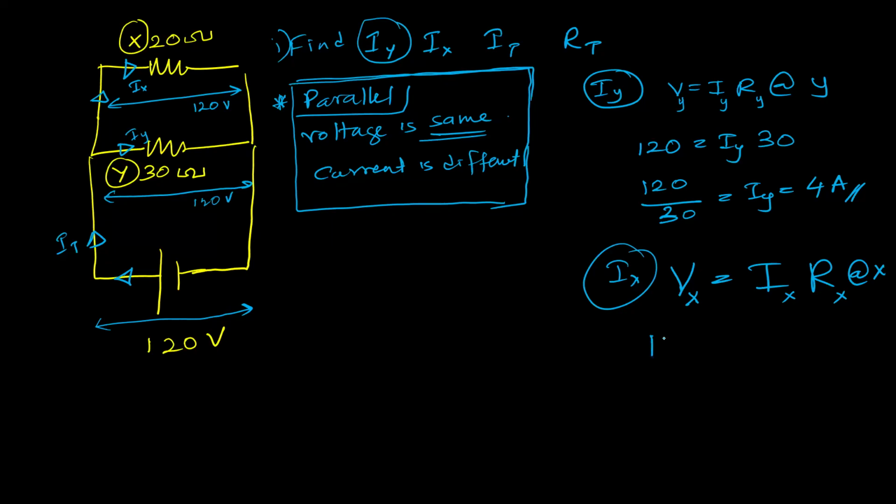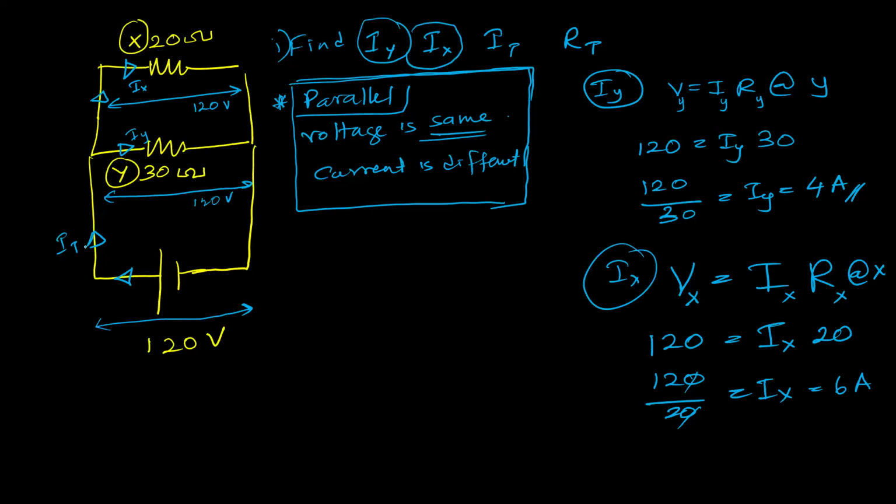So here again voltage is 120, Ix is unknown, Rx is 20. That 20 value is already given, 20 ohm. So 120 divided by 20 will give you Ix, this will get cut, Ix is 6 ampere. Then the second one is also done.